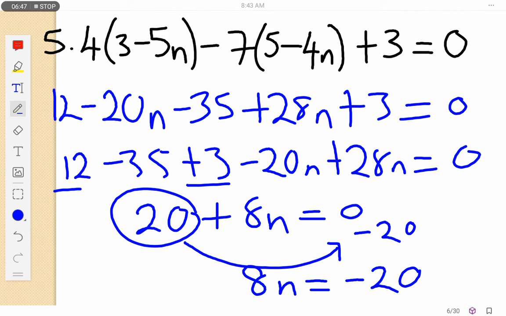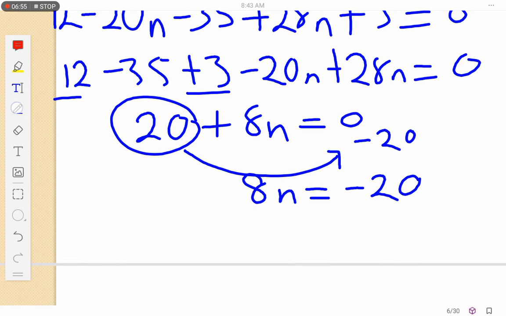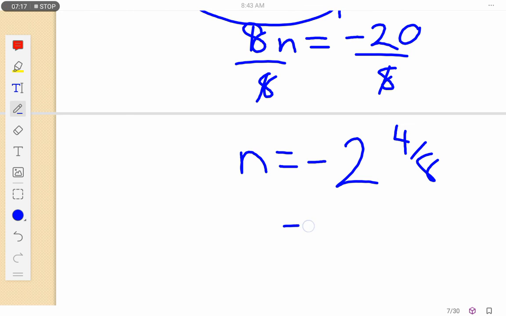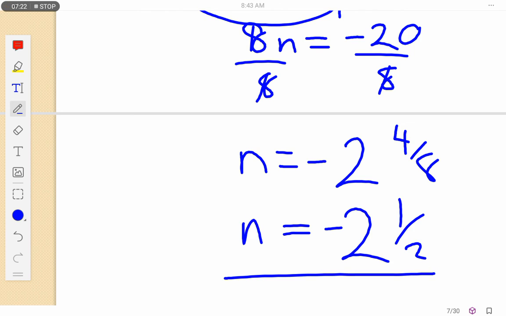Now we divide by 8 both sides. Dividing by 8 both sides, I'll get n as minus 2, and we have a remainder of 4. So we have a remainder of 4 over 8. If we divide that, this is the same as minus 2 and a half. Our n is that. So this is the value of our n, guys.